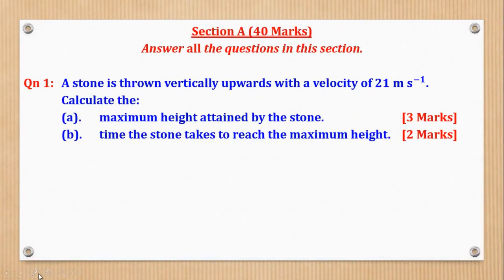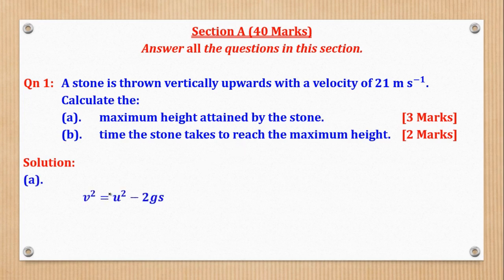So the paper consists of two sections, Section A and Section B, so we shall start with Section A. Question 1 says, a stone is thrown vertically upwards with a velocity of 21 meters per second. Calculate part A, the maximum height attained by the stone, and part B, the time the stone takes to reach the maximum height. So what we know is that at maximum height, velocity is 0.